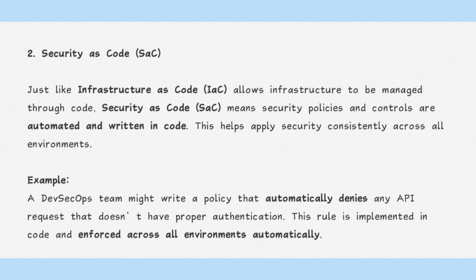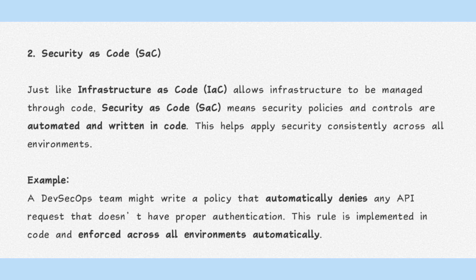2. Security as Code, SAC. Just like Infrastructure as Code, IaC, allows infrastructure to be managed through code, Security as Code, SAC, means security policies and controls are automated and written in code. This helps apply security consistently across all environments.